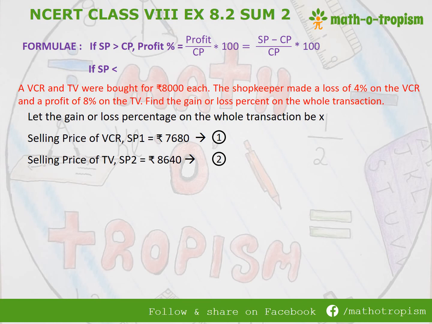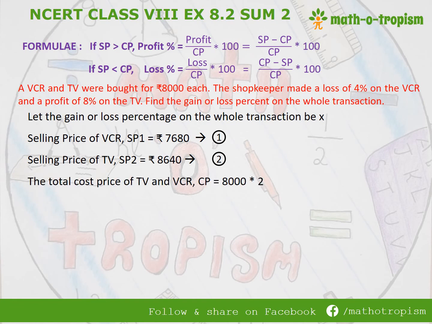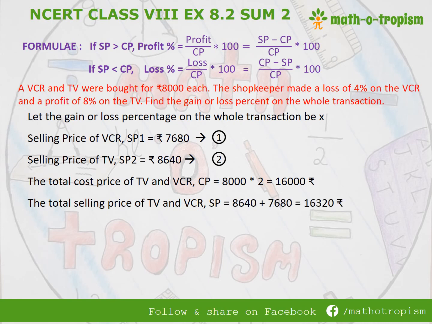Similarly, if the SP is less than CP, then we will write it as loss percentage, which is loss by CP into 100, whereas loss is nothing but CP minus SP by CP into 100. So we need to check for this whole transaction whether SP is greater or the CP is greater. The total cost price of the whole transaction of buying TV and VCR is 8,000 into 2, which is 16,000 rupees. The total selling price of the TV and VCR is SP1 and SP2, which is 8,640 plus 7,680, which comes to 16,320. So we can see here that SP 16,320 is greater than the cost price.